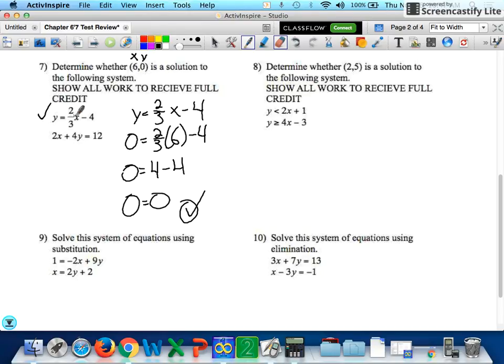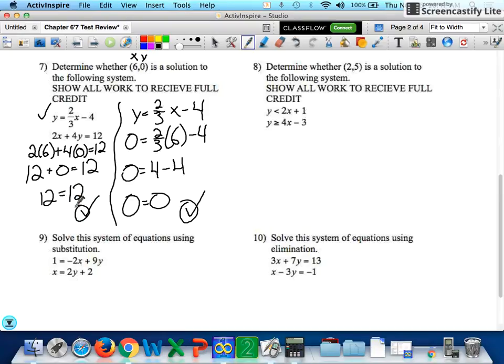That just tells me that this point is on this line somewhere. It does not tell me that it is where these two lines cross. We have to check both equations. So when I go to check this second equation, I'm going to plug a 6 in for X, and I'm going to plug a 0 in for Y. So here was one equation on the right. Here's another equation here on the left. I plug in my given test point. I get 12 plus 0 equals 12, which is just 12 equals 12. So it worked for the second one as well.